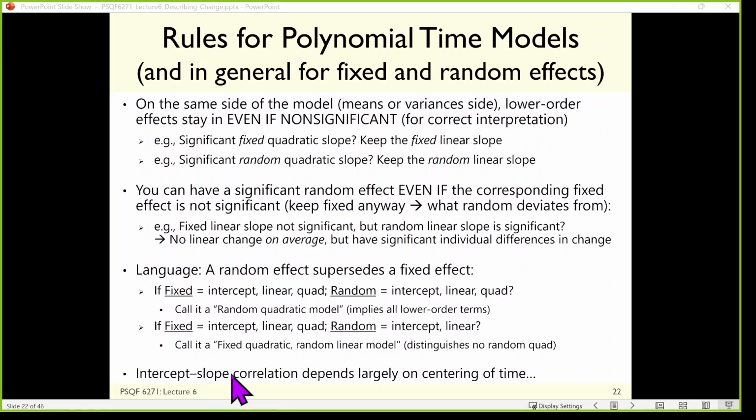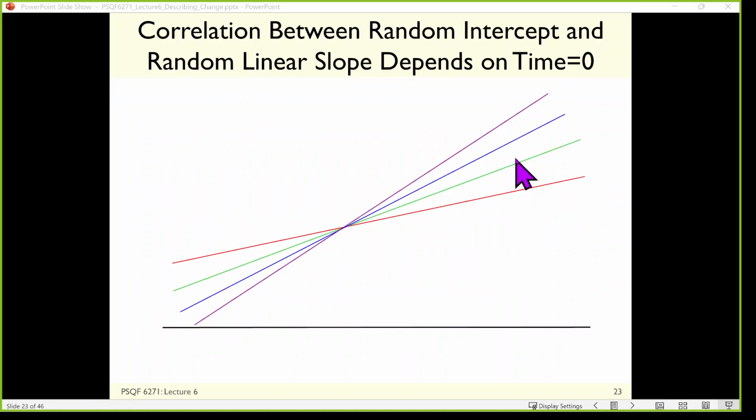One thing else to keep in mind is that the correlations among these things are also going to be a function of where time 0 is. So among the intercept and among the slopes. So here's why. Let's say that I have just a straight random linear model here. People are growing at different rates. If I decide to put time 0 here, the correlation between the intercept in terms of where people are on this y-axis and the linear slope would be about 0, because there is no difference across people in the intercept at this point.